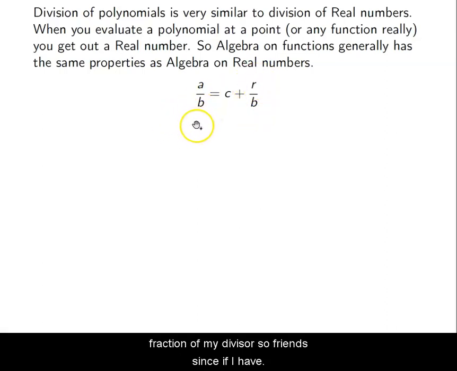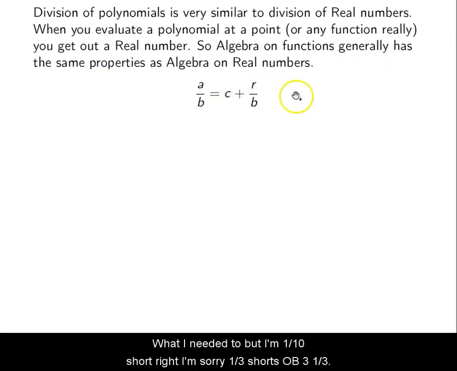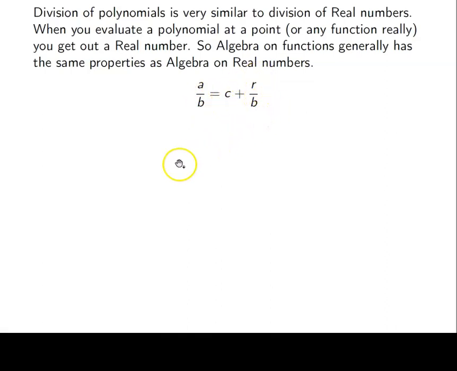So for instance, if I have 10 divided by 3, I'm going to get out 3, and I'll have a remainder of 1, but it's not 3 and a remainder of 1, it's 3 plus 1/3. I've almost made my way to what I needed to, but I'm 1/3 short. So it'd be 3 and 1/3.